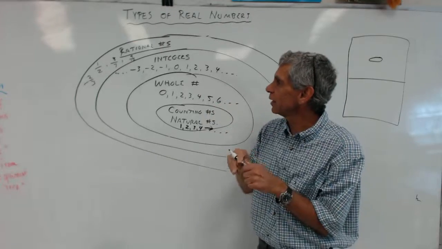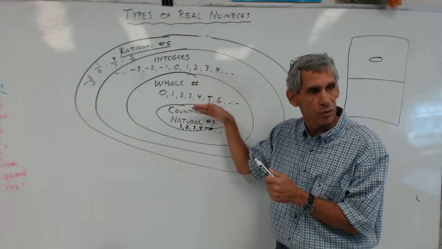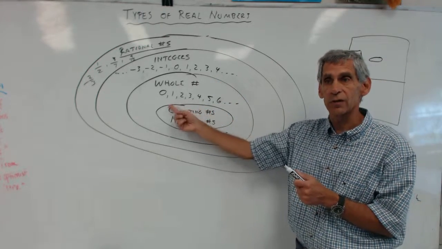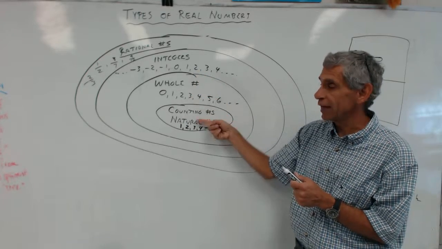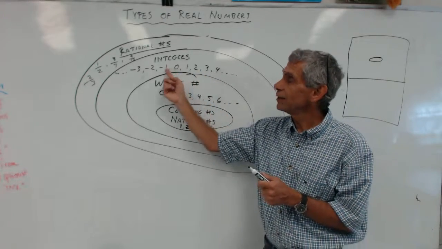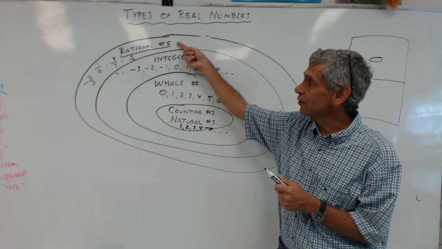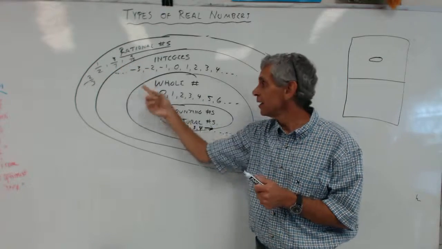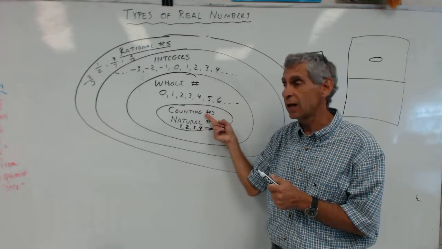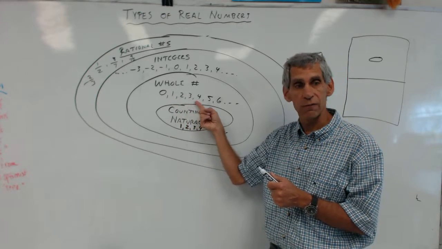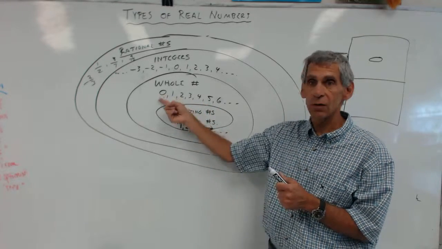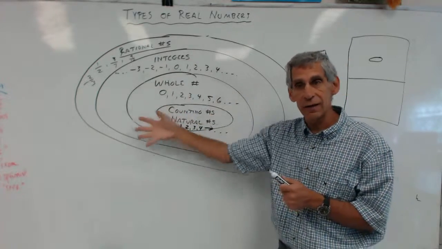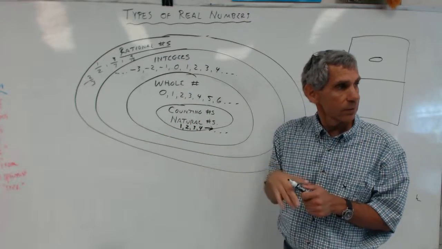But notice, this is interesting. Every bigger circle includes the littler circles, right? So whole numbers is counting numbers plus 0. Integers is whole numbers and counting numbers plus 0 plus the negatives. Rational numbers are all things that can be written as fractions. Can I write whole numbers as fractions? Yes. 1 over 1, 2 over 1, 3 over 1, 4 over 1, 5 over 1, 0 over 1. I can write anything as a fraction. So all of these are in the rational group, right?